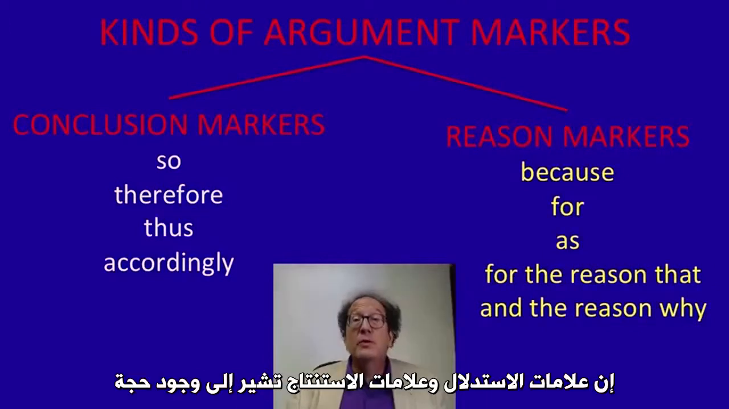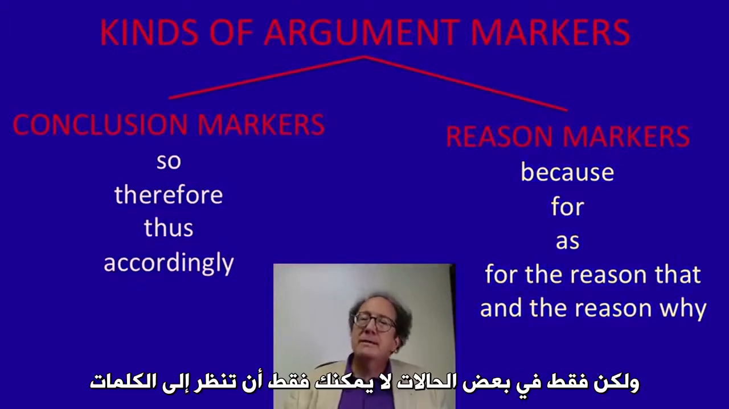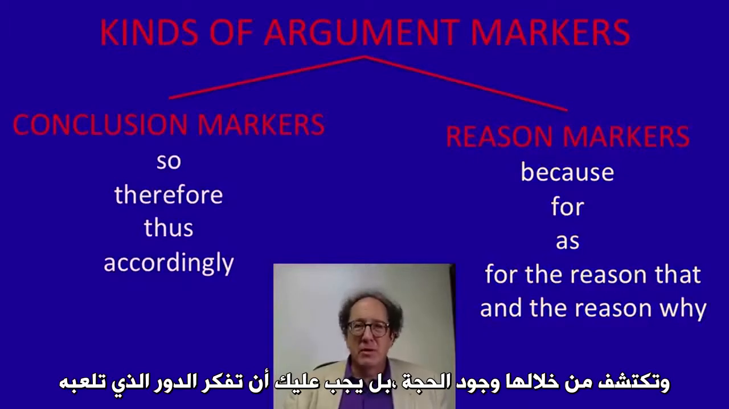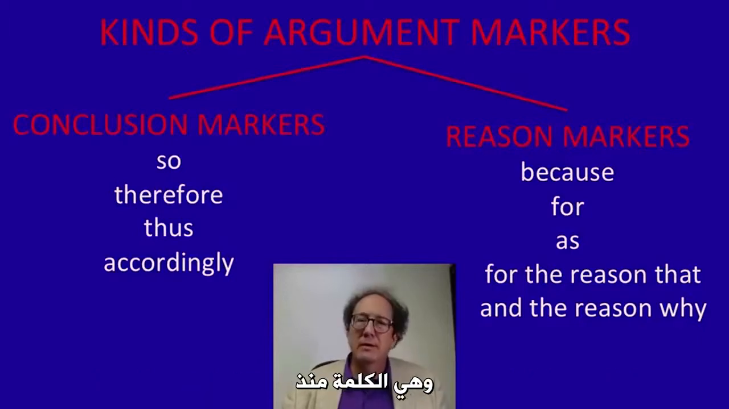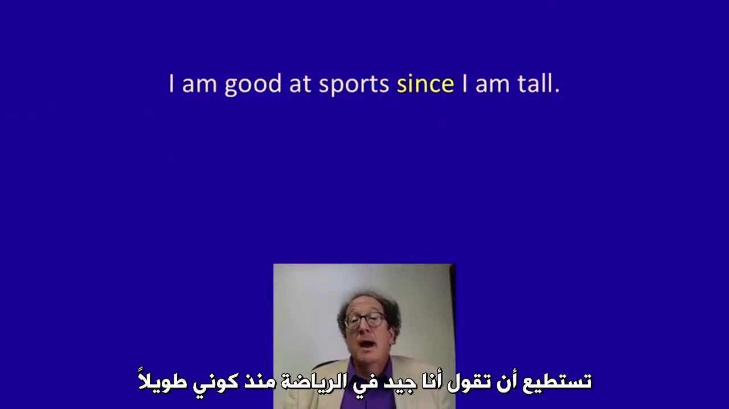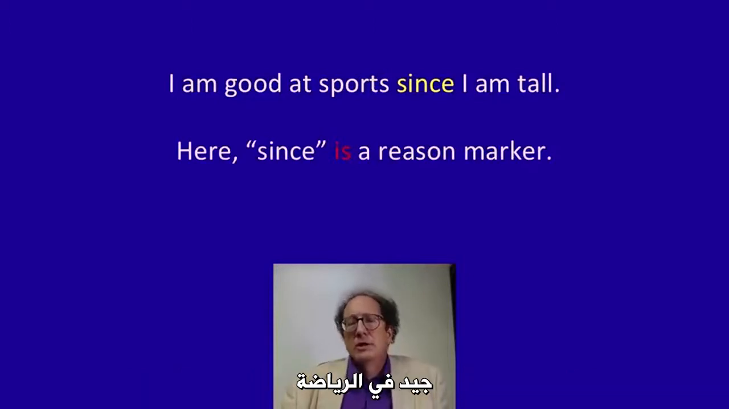All of these words, both the conclusion markers and the reason markers, indicate that there's an argument present, but only in some cases. You can't just look at the word and figure out whether it's an argument marker or not. You have to think about the role that it's playing. A perfect example of that is another reason marker, since. You can say, I'm good at sports since I am tall. And then it looks like you're presenting the fact that you're tall as a reason why you're good at sports.